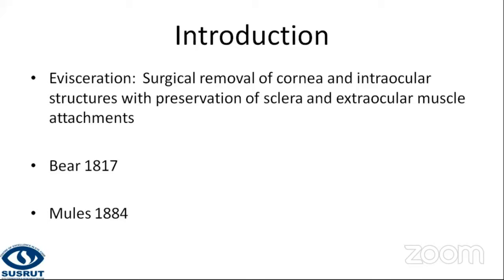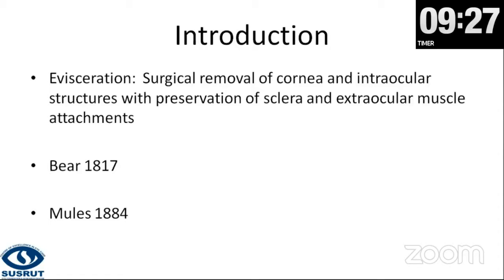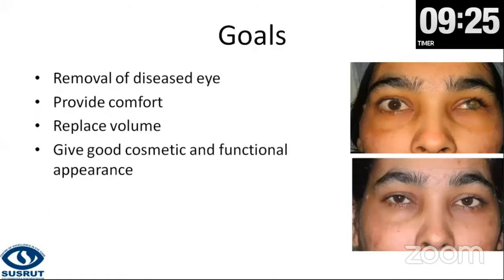So when we talk about evisceration, basically we're talking about the destructive surgery where we remove the cornea and the intraocular structures while we preserve the sclera and the extraocular muscle attachments. This is a very old surgery which was described first in 1817. But what changed the game was when Mules came out with an implant, the glass implant. Well, things have moved on since then.